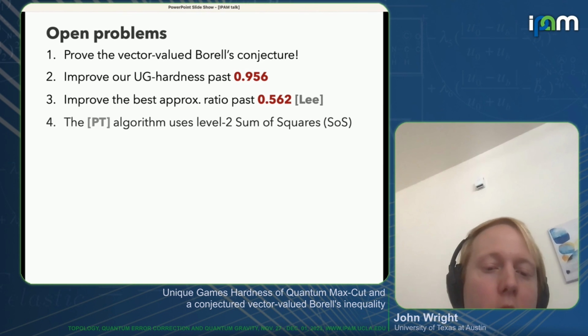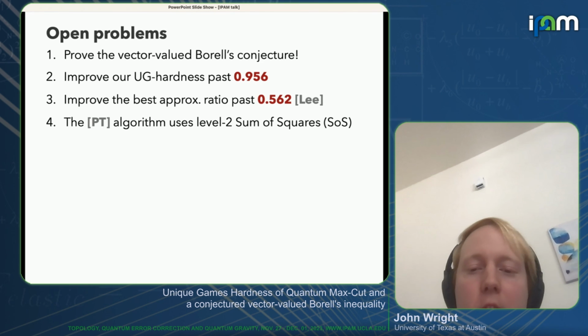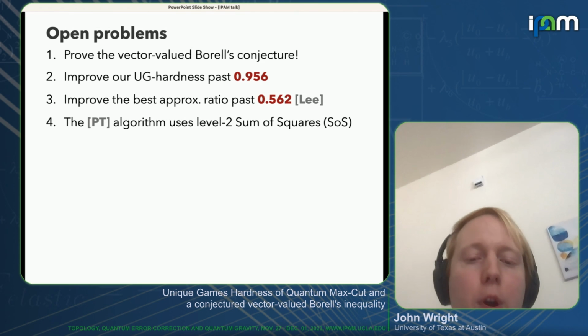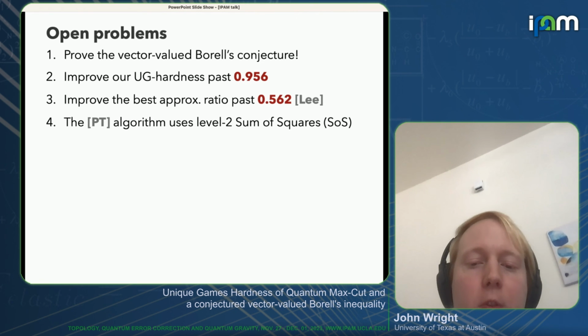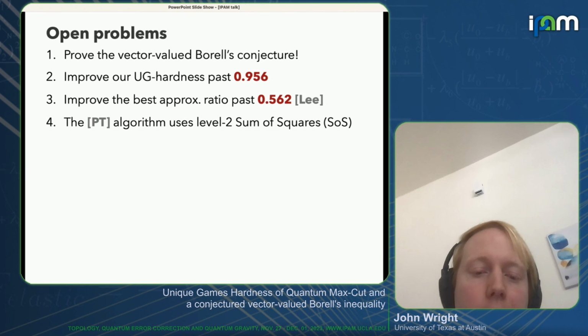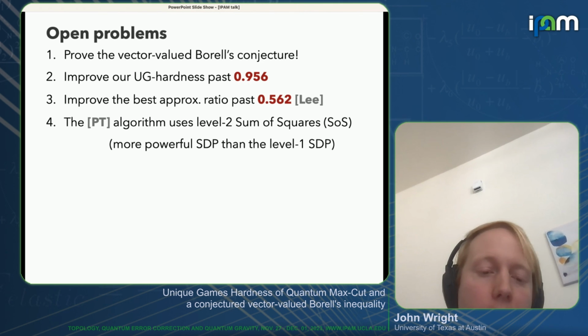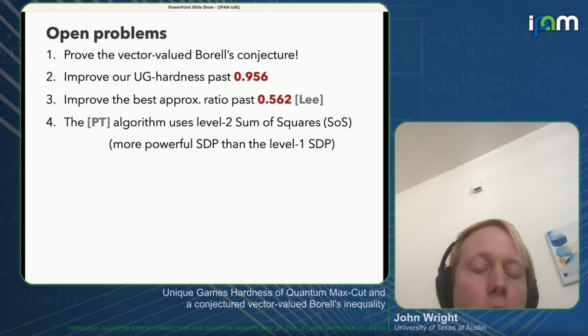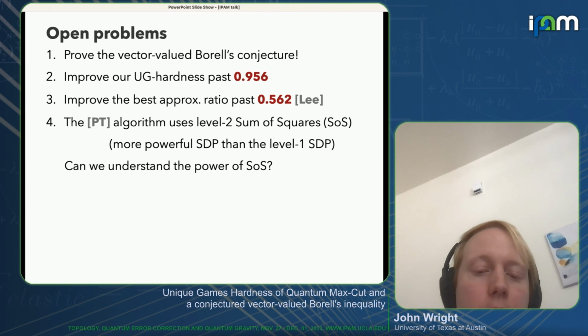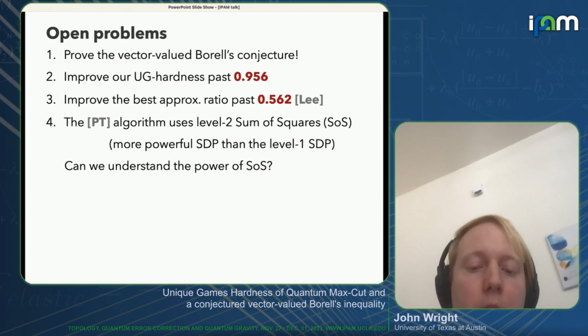Okay, this Parekh-Thompson algorithm I mentioned earlier, as well as basically all the other algorithms aside from Gharibian-Parekh, use this level 2 sum of squares algorithm. It's a more powerful semi-definite program than the level 1 SDP. And a great question is, maybe we don't know what the best algorithm is out there, but can we at least understand these small semi-definite programs?